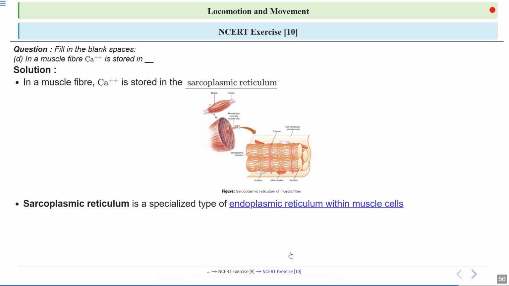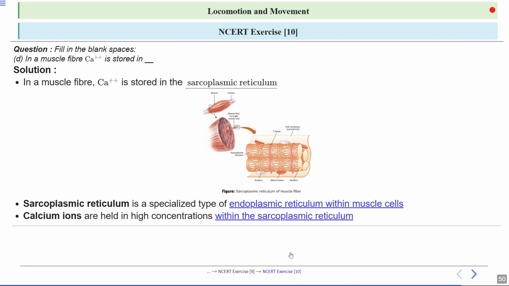So think of it as a highly organized warehouse designed specially for storing and managing calcium ions, which are essential for muscle function. Now, calcium ions are kept in high concentrations inside the sarcoplasmic reticulum. When the muscle receives a signal to contract, these ions are released into the muscle cell, triggering processes like contraction. So, the sarcoplasmic reticulum acts like a reservoir, making sure calcium is available exactly when the muscle needs to move. Let's remember, without this system, our muscles wouldn't be able to contract properly.